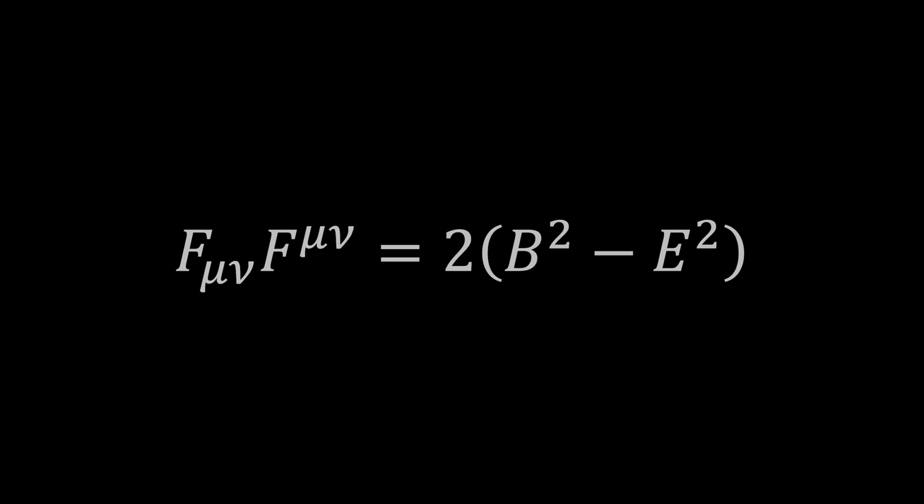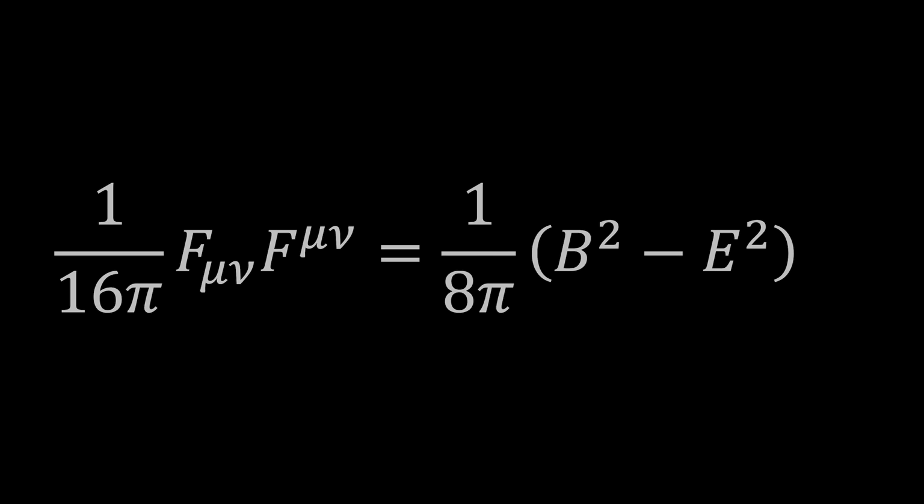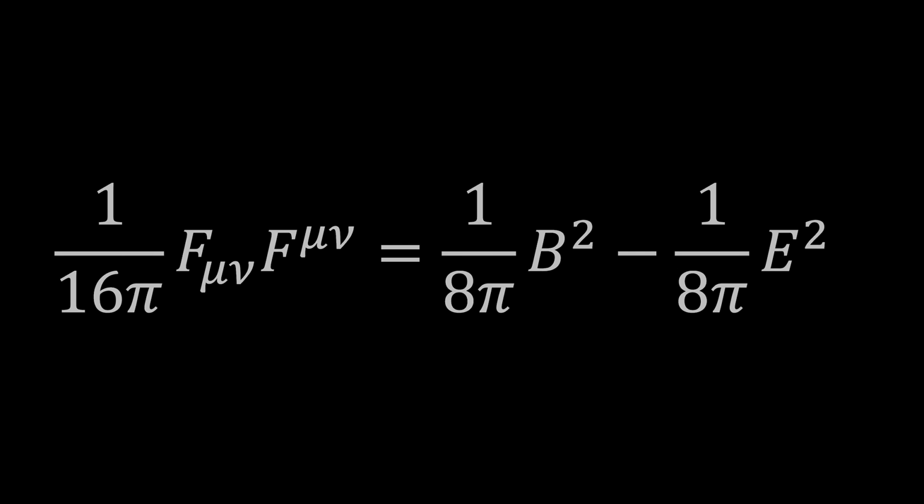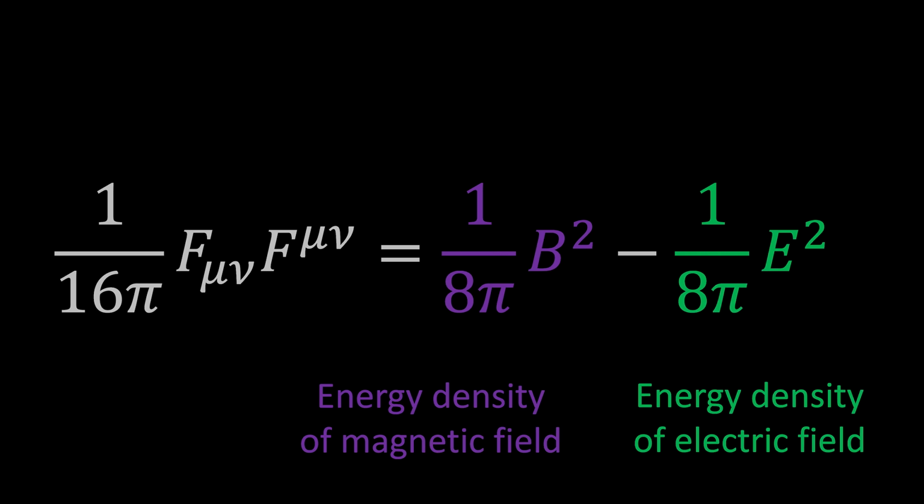Now, conventionally, this F mu nu term, you often see it divided by 16 pi in Gaussian units. And so on the right side, that just ends up being 1 over 8 pi times the magnitude of the magnetic field squared minus the electric field squared. And what each of those expressions is, think of it as the energy density of the magnetic field minus the energy density of the electric field.